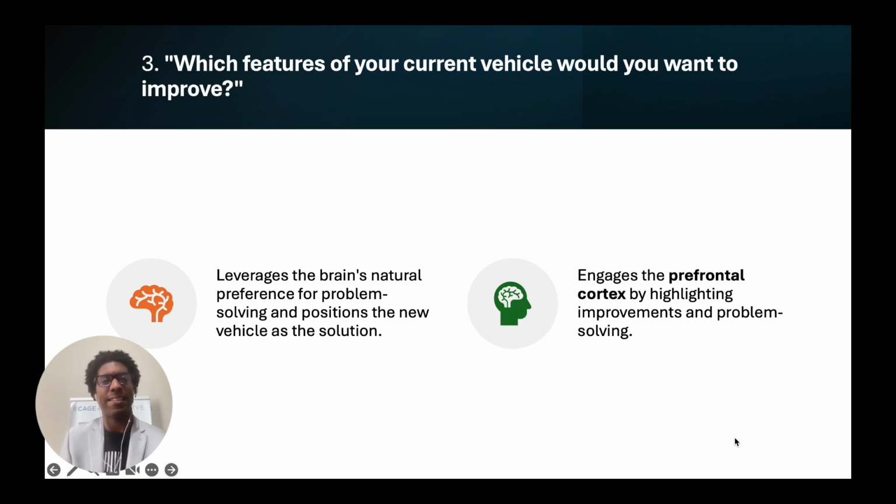And so the science behind this is it leverages the brain's natural preference for problem solving and positions the new vehicle as a solution. And what I like to add to this as well is that when you're following up with your customers, you now have other things to talk about. Instead of saying, are you still looking for a car? You still want to test drive? You know, all these questions that have been around for like the last 2 centuries, instead of asking those questions, maybe we switch it up and just say, hey, I know you mentioned before that so and so feature on your current vehicle you weren't as crazy about. Are you ready to go ahead and move on to the next step so we can explore the options here? You know what I mean?